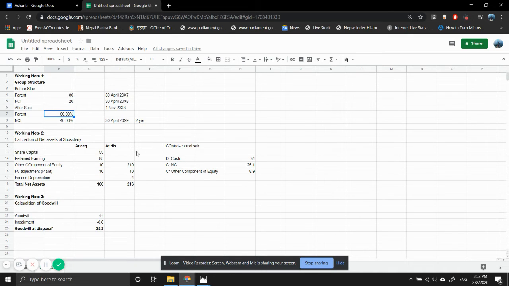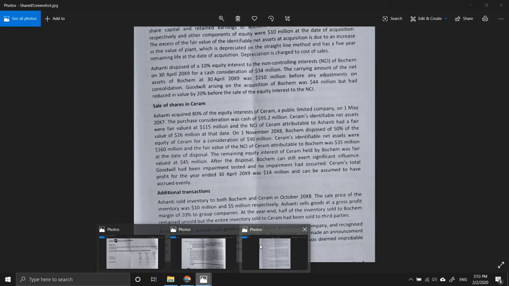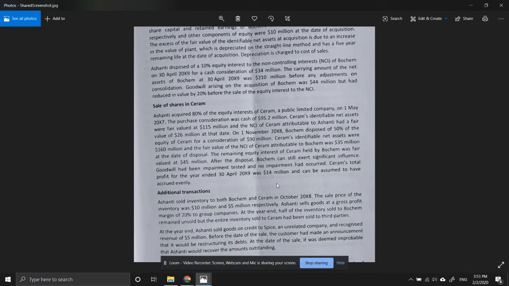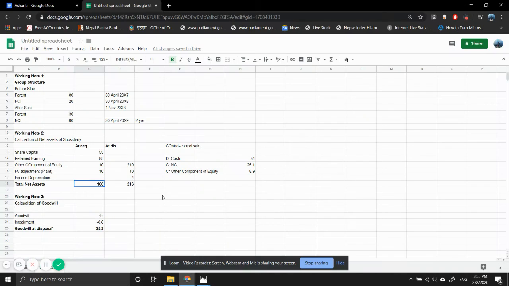50, that means it won't be a subsidiary after that. But still, what level is that? So this will be reduced to 30. Okay, so what about our net assets? Our net assets at acquisition date is 115, right?